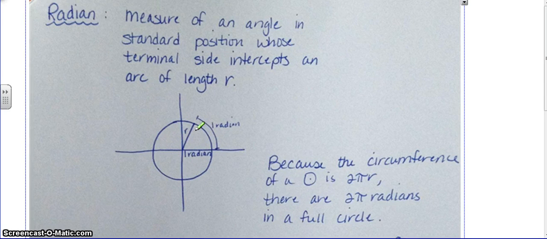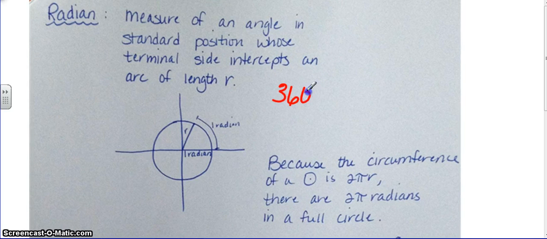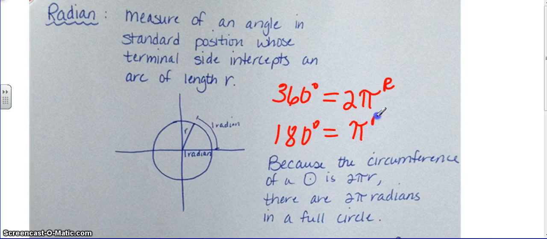So because the circumference of the circle is 2 pi r, there must be 2 pi radians in a full circle. So that would also mean that 360 degrees is equal to 2 pi radians. Or if you divide both sides by 2, 180 degrees is equal to pi radians.